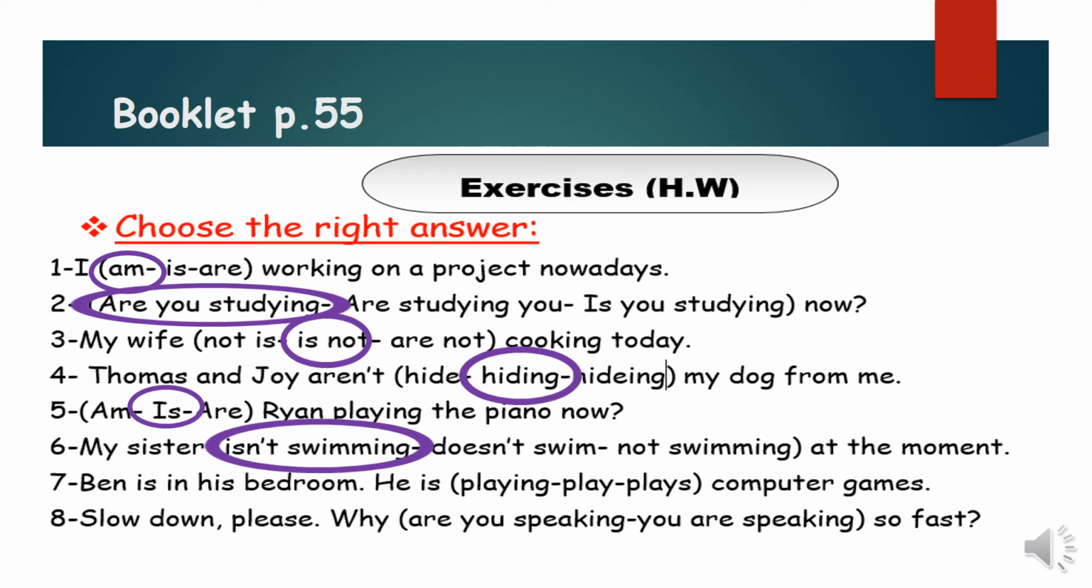Number seven. Ben is in his bedroom. He is playing, plays computer games. Playing. Number eight, slow down, please. Why are you speaking or you are speaking so fast? Why are you speaking so fast?